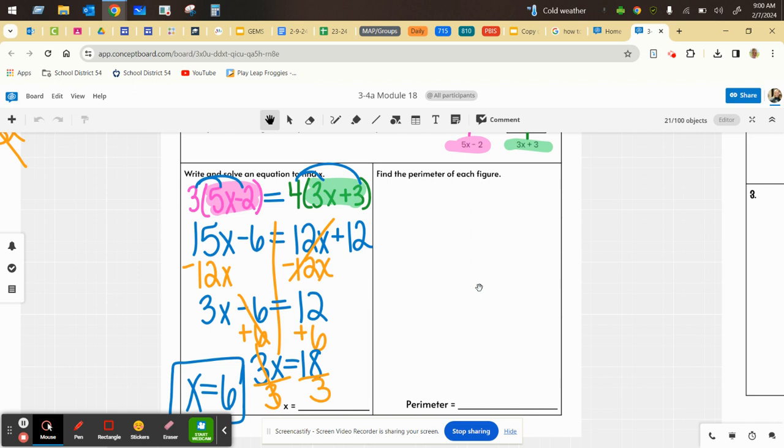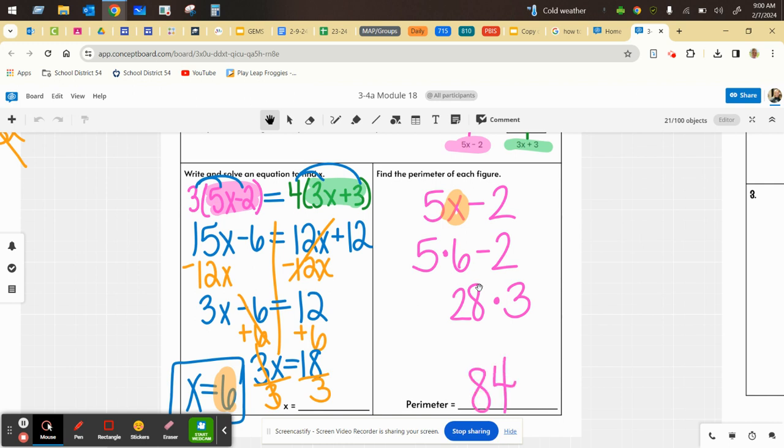So let's go back. The triangle side length was 5x minus 2. We just found x to be 6. So I'm going to substitute that in. So I have 5 times 6 minus 2. So 5 times 6 is 30. 30 minus 2 is 28. So that is one side, but we have 3 sides. So now I'm going to multiply that by 3. So we should have 84.